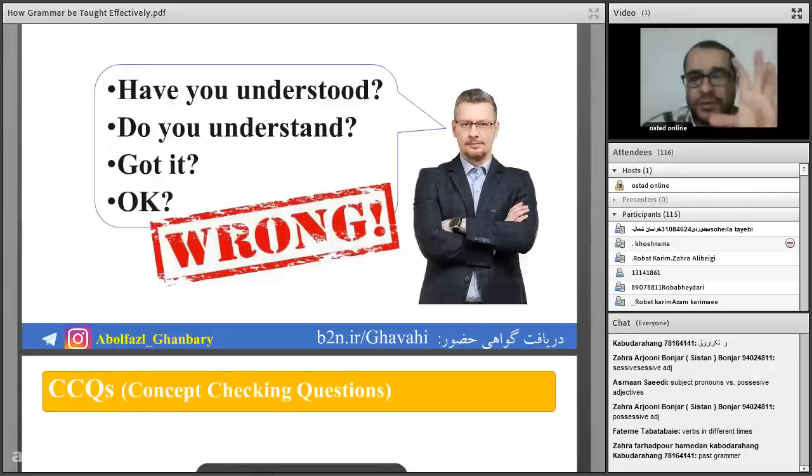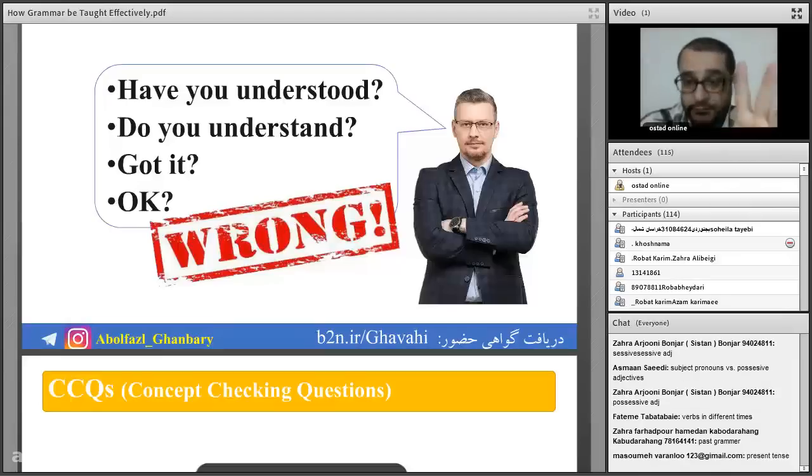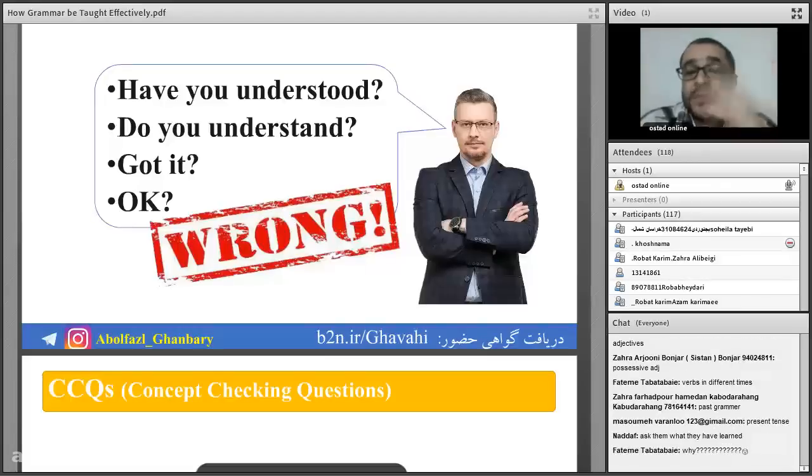The teacher always asks these questions. Have you understood? Do you understand? Got it? Okay? These questions are wrong. They are not effective at all. If you want to make sure that the learners have understood the point or not, you should use CCQs, concept checking questions.